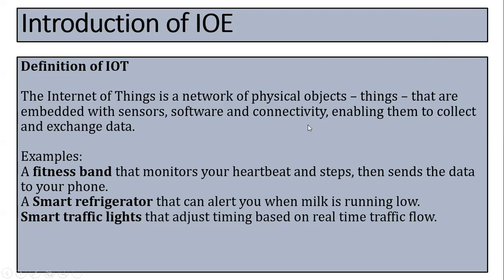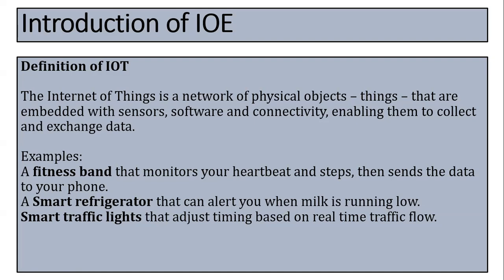You can see that the Internet of Things is a network of physical objects or things that are embedded with sensors, software, and connectivity that enable them to collect and exchange data. So that is basically an Internet of Things. It is a part of the internet which has evolved in a different manner.